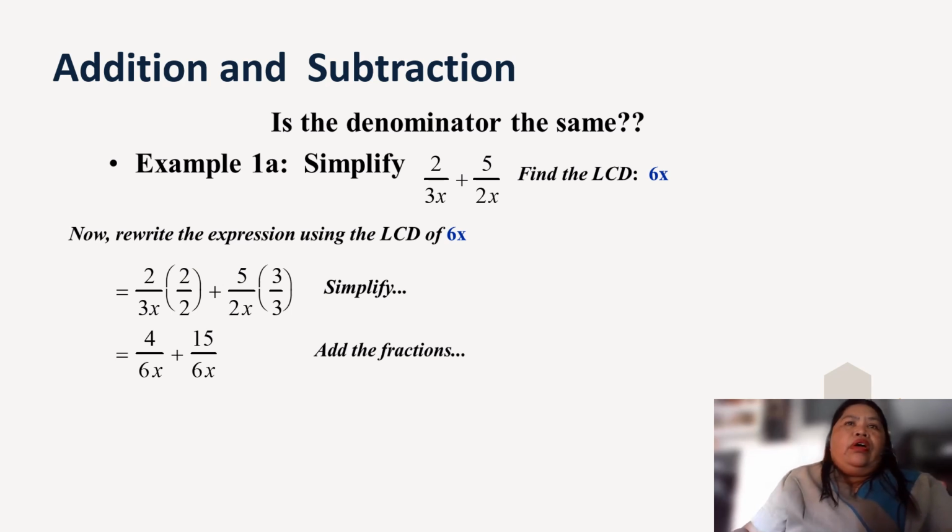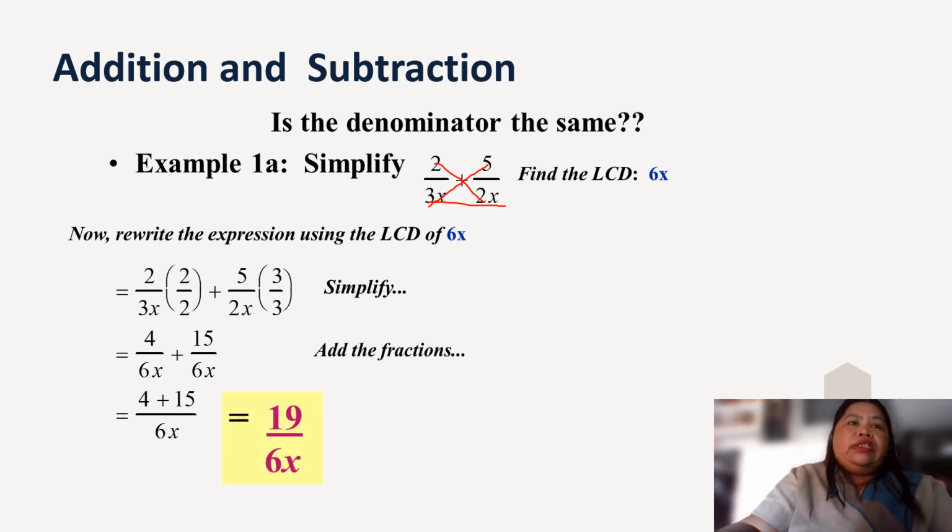Okay, what do we do here? So here we can use the butterfly method. Okay, so 2 times 2 is 4, then 3 times 3 is 15. Okay, the common denominator is 6, so the other fractions we have 19, so 19 over 6x.